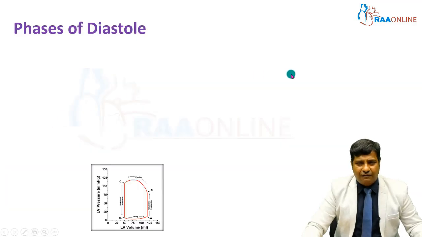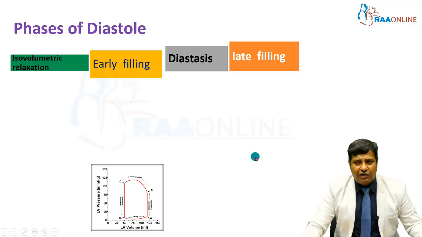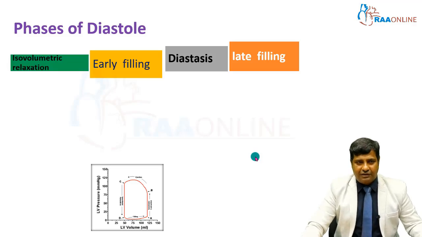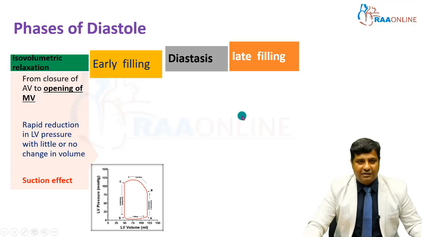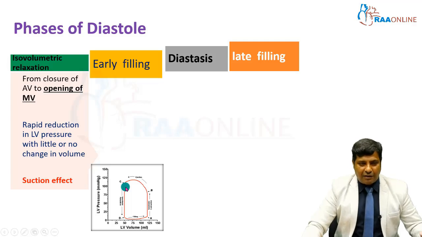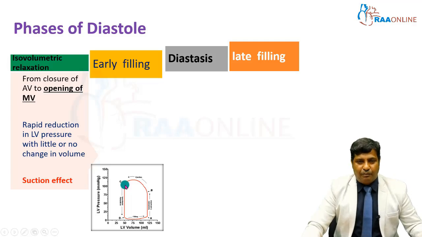So what are the different phases of diastole? As I already mentioned, there are 4 different phases, starting with isovolumetric relaxation, that is C to D. There is no change in the volume, but there is a reduction in the pressure. So what exactly does it mean? Because of this rapid reduction in the left ventricular pressure without change in the volume, it produces a negative effect. That is, it's ready to suck the blood once the mitral valve opens.